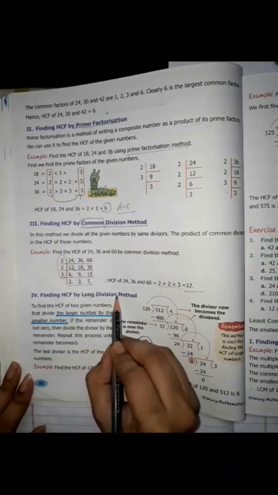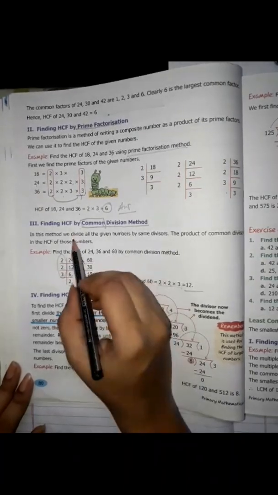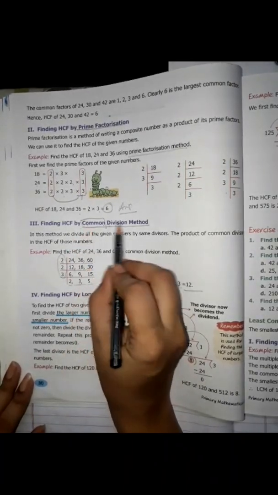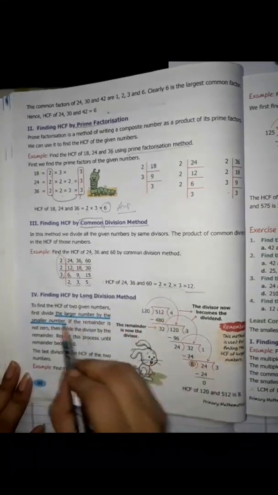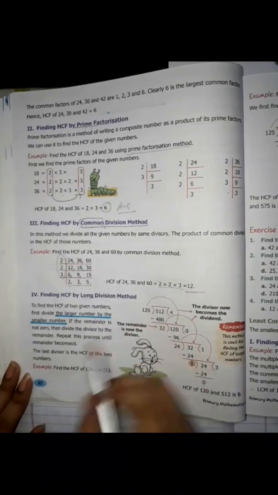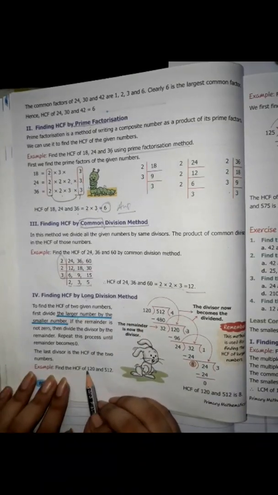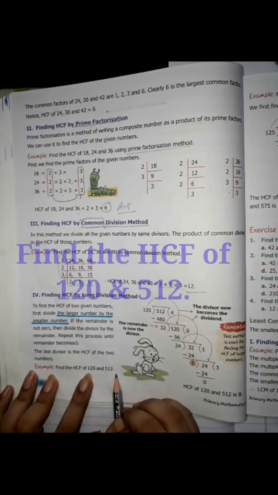Now children, see the last type: long division method. Okay, now don't get confused. This is the common division method, means सबको एक साथ हम divide करेंगे. And now this is the long division method. Let's see it. To find the HCF of two given numbers, first divide the larger number by the smaller number. As we do, हम larger number को dividend बनाएंगे और smaller number को divisor. So like in this example, find the HCF of 120 and 521.